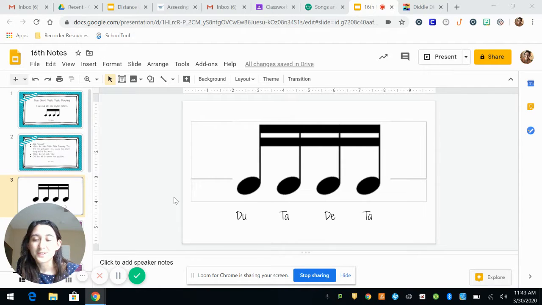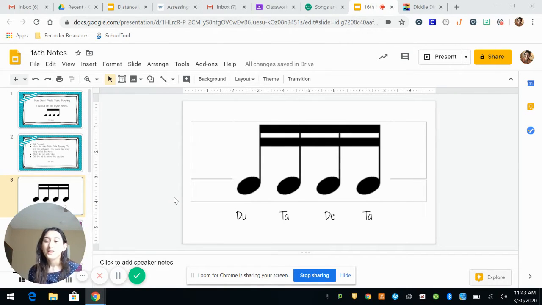Our 16th notes are 4 sounds in 1 beat. Duta, data. You have to fit all 4 of those sounds in 1 beat. Let's practice a couple patterns. My turn, and then you chant it back exactly the same. Here's your beat.